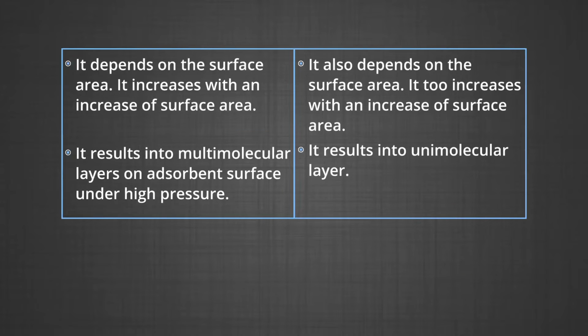Number 8. Physisorption depends upon the surface area. It increases with an increase of surface area. Chemisorption also depends upon the surface area and it too increases with an increase of surface area. Number 9. Physisorption results in multi-molecular layers on adsorbent surface under high pressure, whereas chemisorption results in a unimolecular layer.